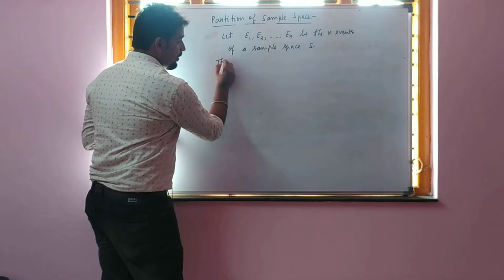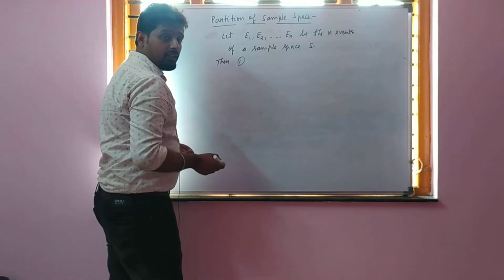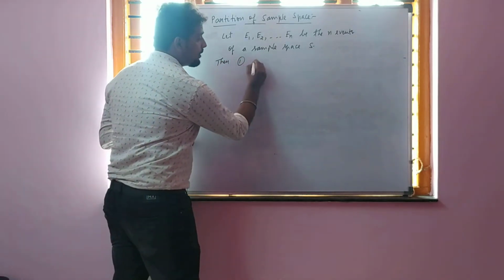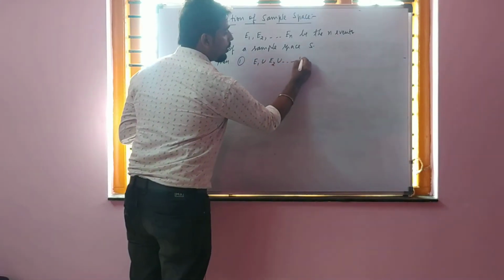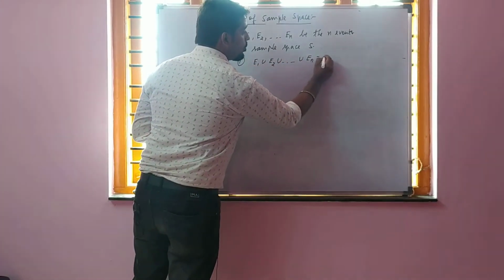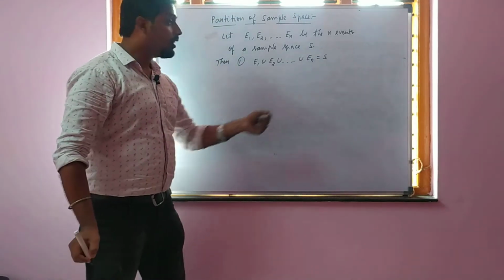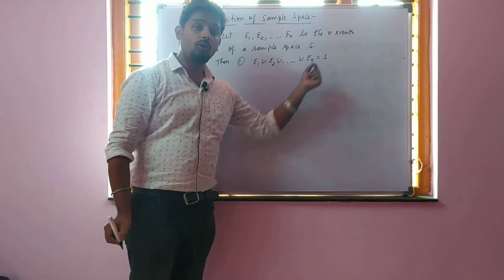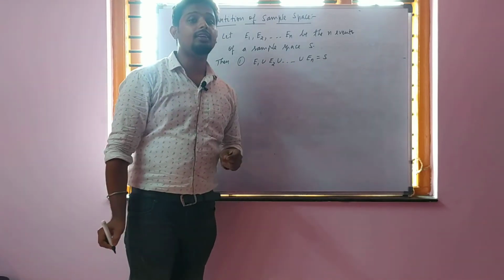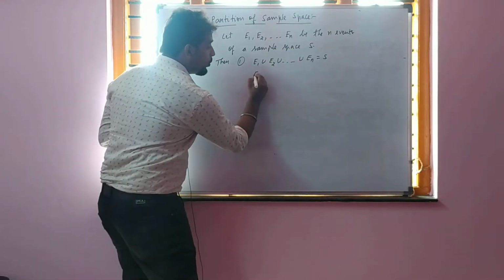Then the first condition it should satisfy is E1 union E2 union and so on up to En should be equal to S. So if the union of all these events equals S, then such events are called exhaustive events.